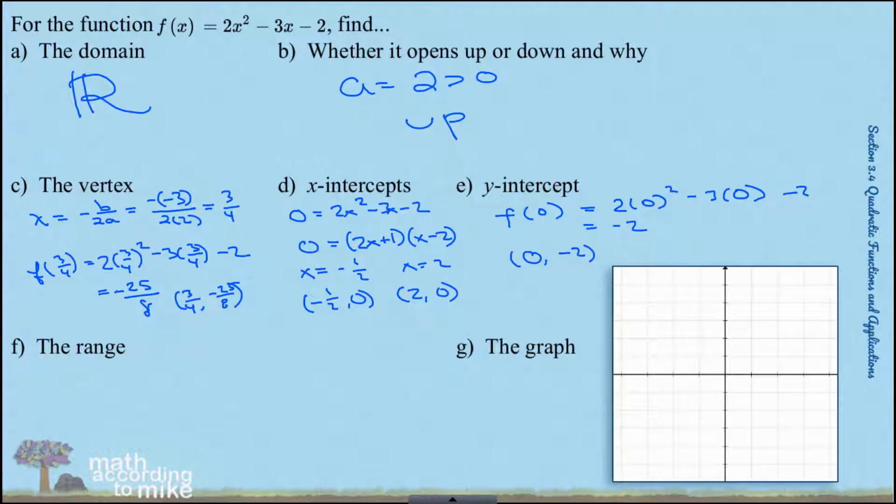Okay, the range goes back to parts B and C. We know the parabola opens up. So we have this kind of shape. We know that the vertex is 3/4, negative 25/8. Because the parabola opens up, does that make the vertex the highest or the lowest point? The lowest. So on the y scale, the smallest the y could be would be where the vertex is at, negative 25/8. And since it opens up, it could be anything bigger than negative 25/8. So your range is bracket negative 25/8 up to infinity.